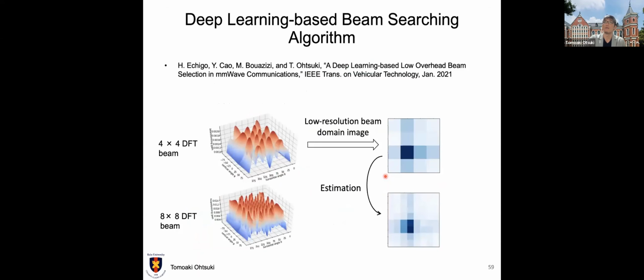The idea is like this. For example, if we use this kind of codebook, we get a low resolution image, or beam domain image, like a 4x4. We represent this information as an image, then apply the super resolution technique to get a high resolution image. This corresponds to an 8 by 8 DFT beam. That is narrow beam information we can get just by using this low beam search. That's why we can reduce the beam search overhead by using super resolution.